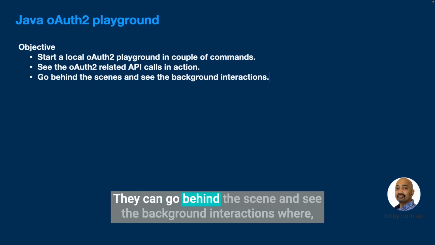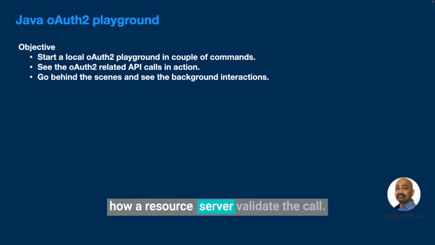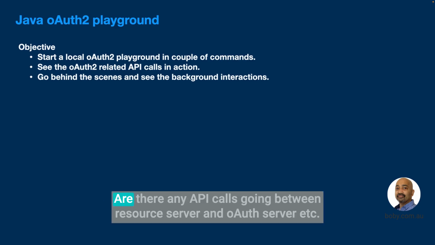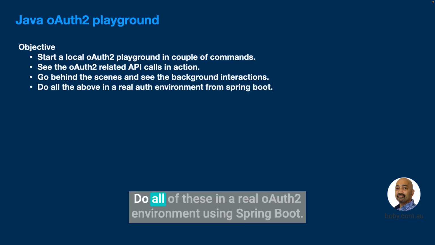They can go behind the scenes and see the background interactions, like how a resource server validates the call. Are there any API calls going between the resource server and the OAuth server, etc. Do all of this in a real OAuth environment using Spring Boot.